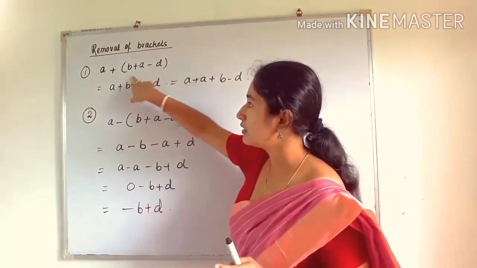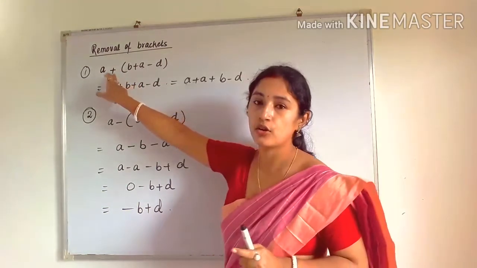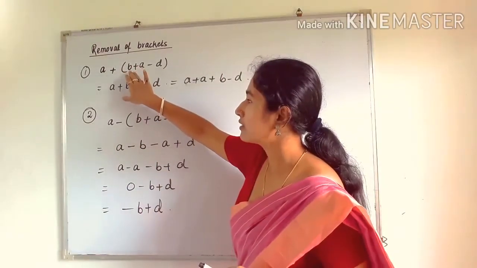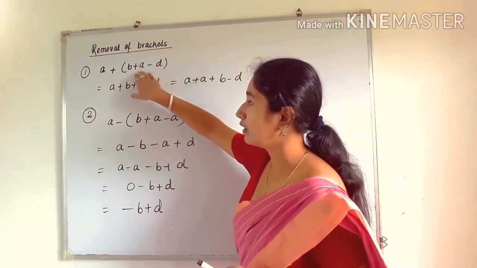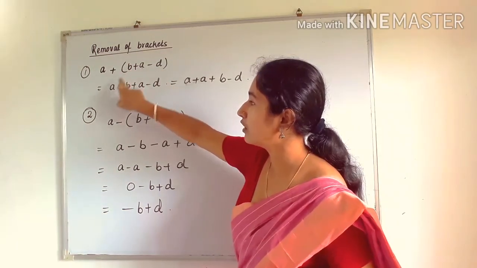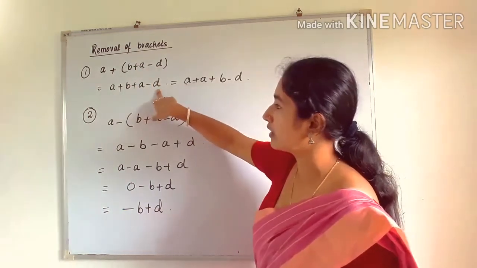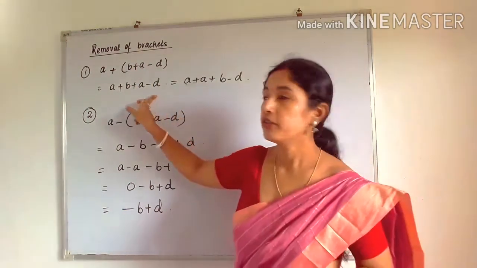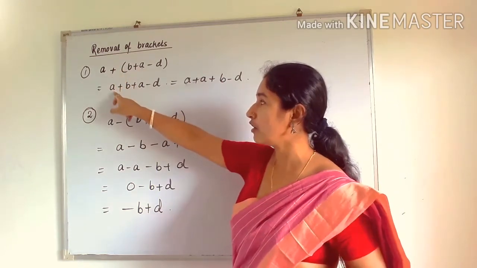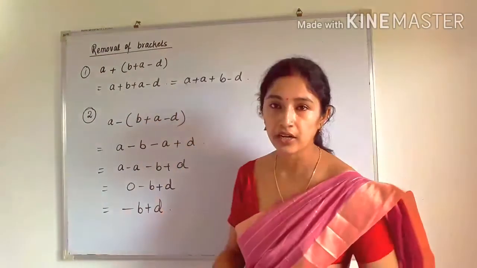Here you can see outside the bracket, before the bracket starts, a plus sign is there. If there is a plus sign, there will be no change in the sign of the terms inside the bracket. So it is plus b, it will be plus b. It is plus a, it is plus a. It is minus d, it is minus d. Okay. So if there is a plus symbol before the bracket starts, then there will be no change in sign when we open the bracket. Okay.